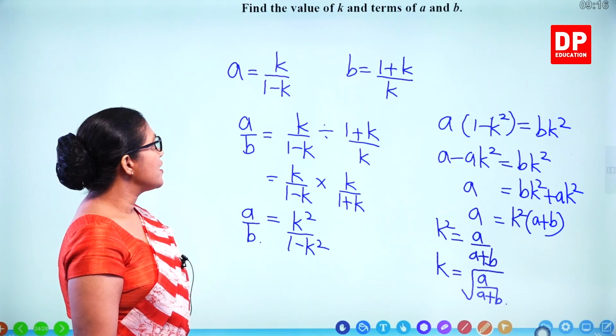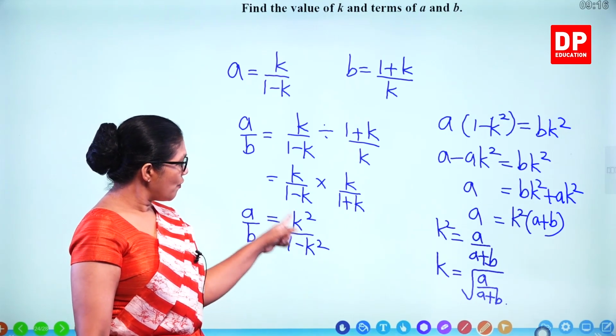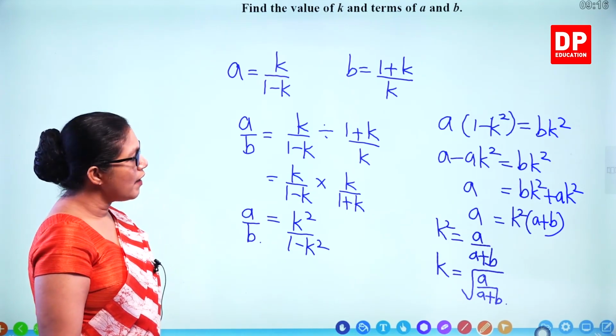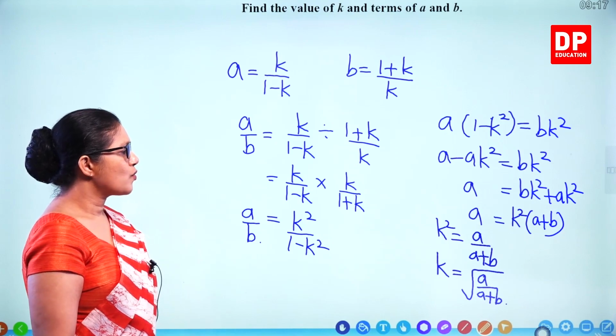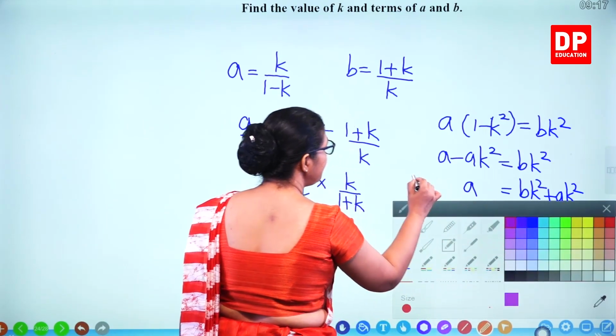So what's the process? You divide and you get an expression in terms of k squared. And then cross multiply and find k squared. Take the square root to get k. So 2 marks for that.